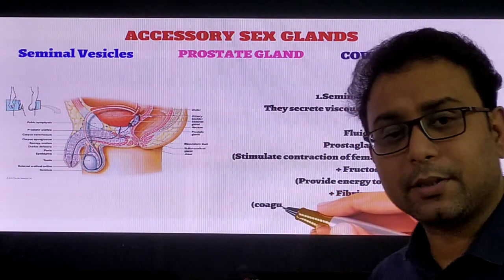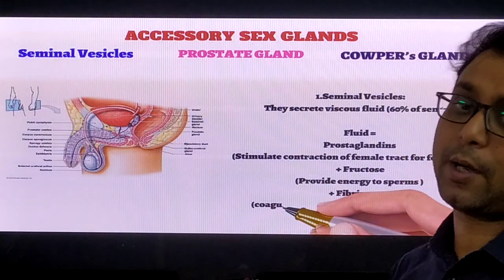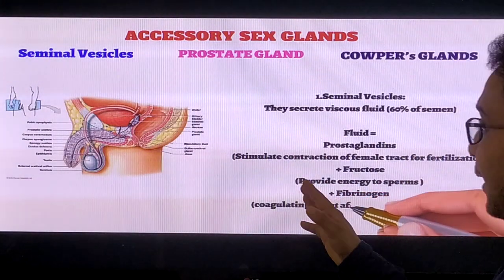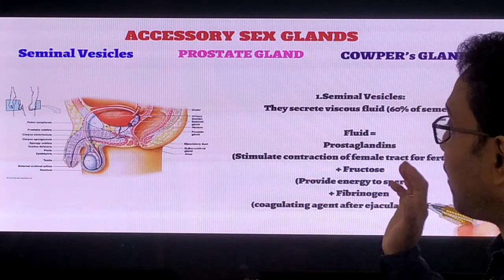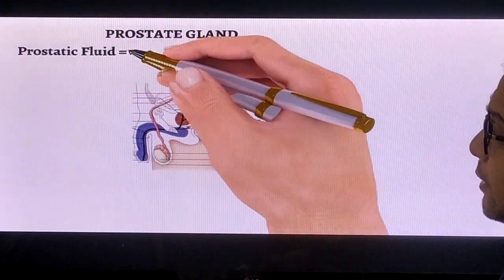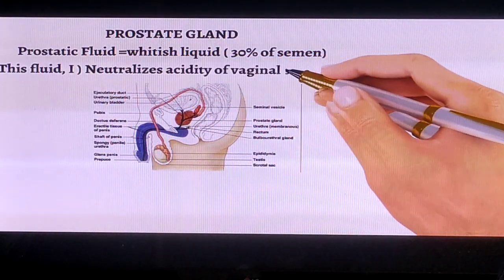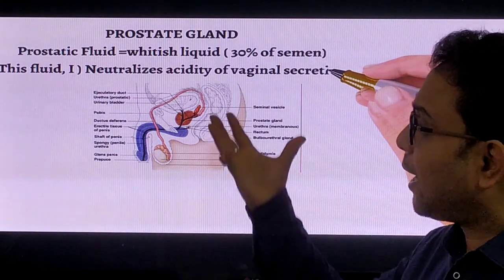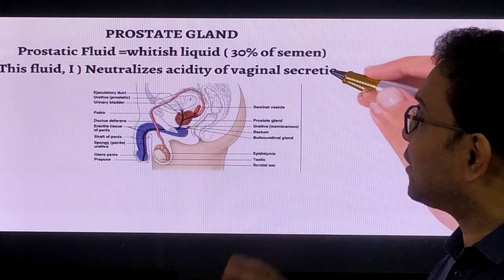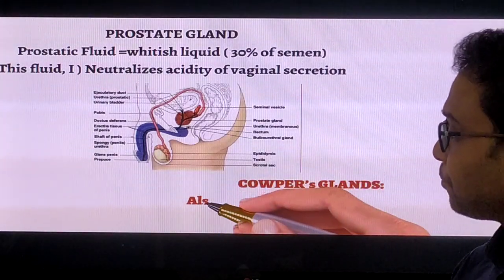What is the function of the seminal vesicle fluid? It gives nourishment and provides energy for the sperm. Next one is the prostate gland. It secretes a whitish fluid, and this neutralizes the acidity of the vaginal secretion. That is its function.